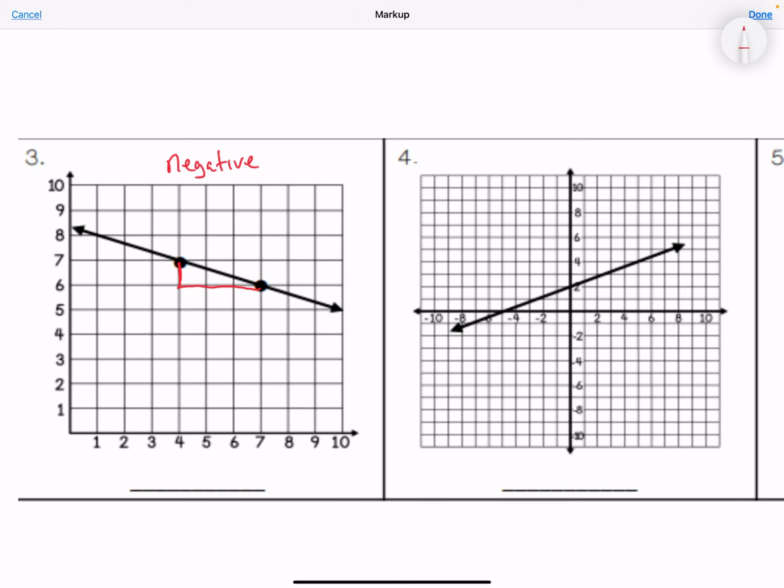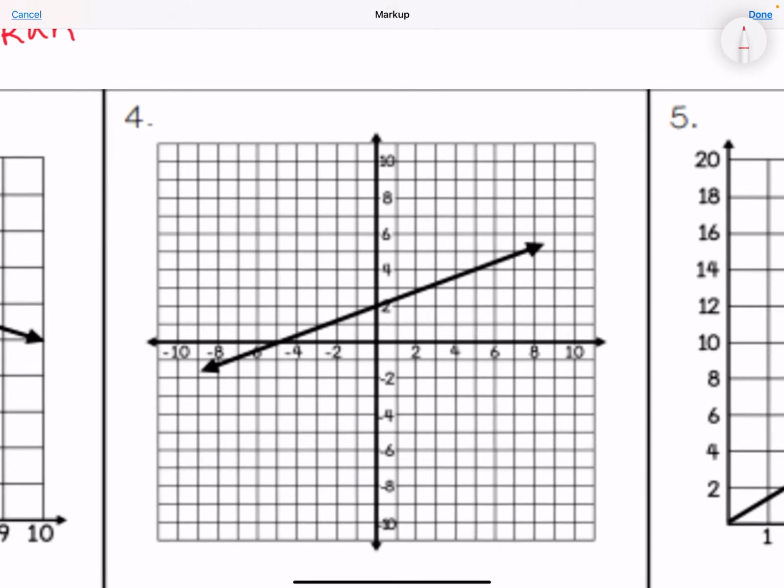So my rise is 1, my run is 3, and it's always, remember, it's rise over run. So because the line is negative, it's negative 1 over 3. That's what I'm going to expect you to do on your assignment. Okay? Going on to this one.